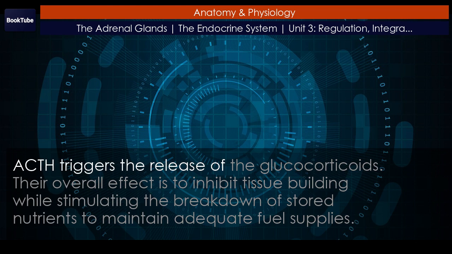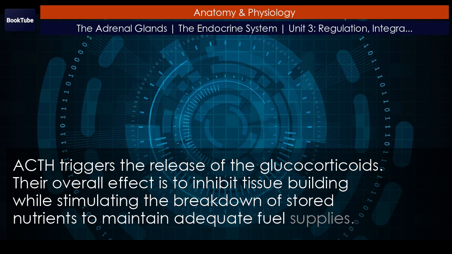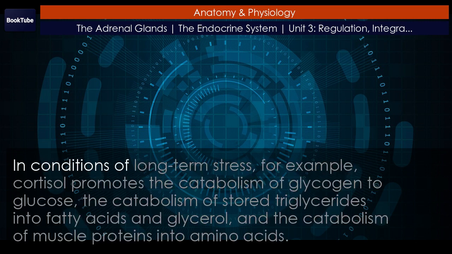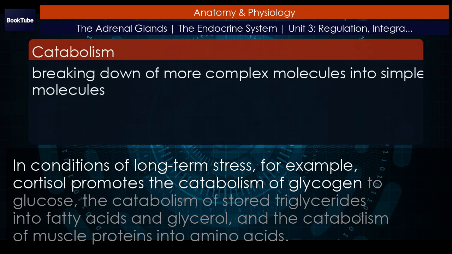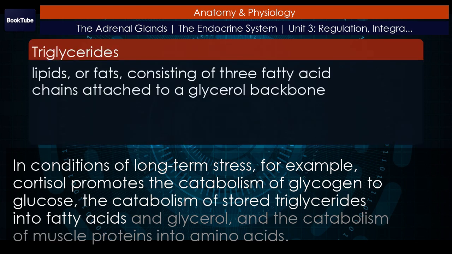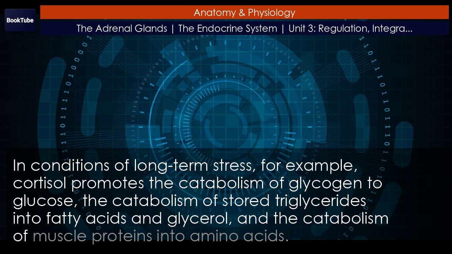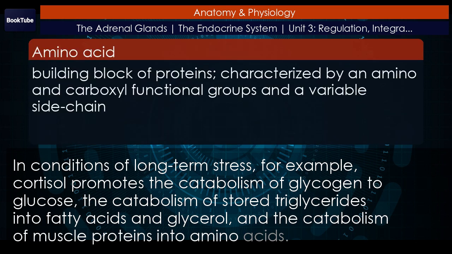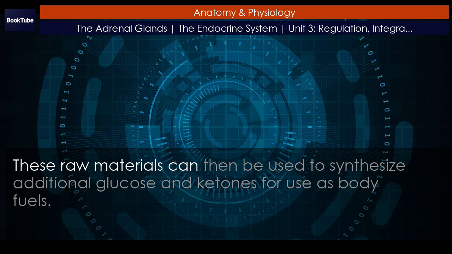ACTH triggers the release of the glucocorticoids. Their overall effect is to inhibit tissue building while stimulating the breakdown of stored nutrients to maintain adequate fuel supplies. In conditions of long-term stress, for example, cortisol promotes the catabolism of glycogen to glucose, the catabolism of stored triglycerides into fatty acids and glycerol, and the catabolism of muscle proteins into amino acids. These raw materials can then be used to synthesize additional glucose and ketones for use as body fuels.